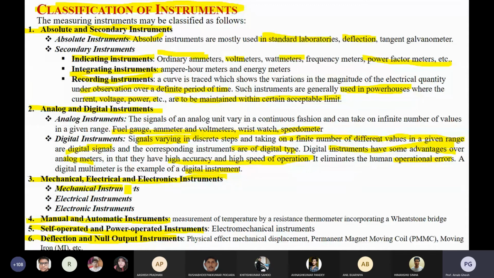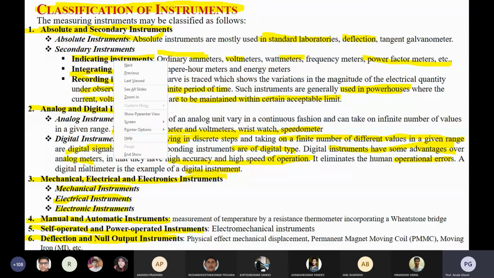Digital instruments are examples of electronic instruments. Our main thrust area is electrical instruments, and the other is electronic instruments. In a single word, electrical instruments are the analog type, and electronic instruments are mostly the digital instruments. You can easily get it, and that will be discussed. Next, manual and automatic instruments: for example, measurement of temperature by a resistance thermistor incorporated in the Wheatstone bridge.